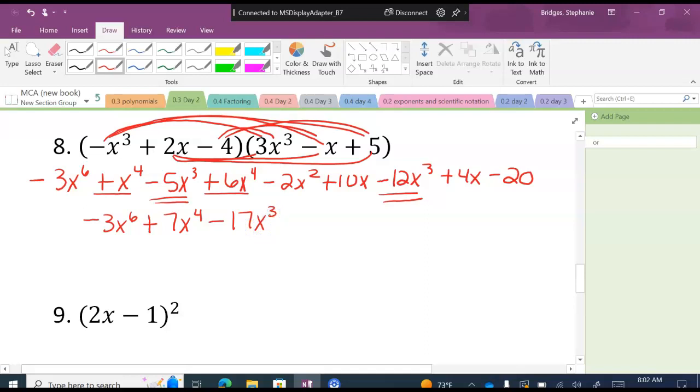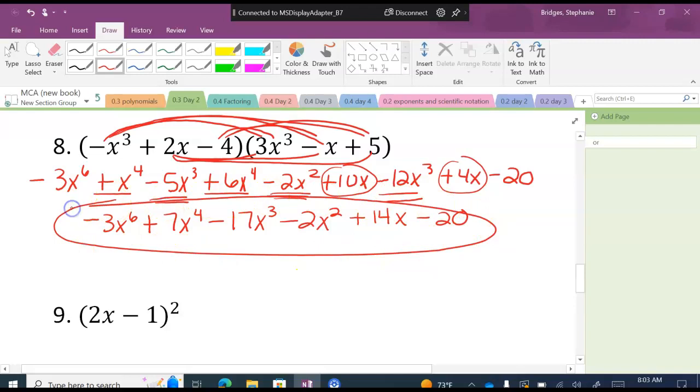Then I've got, let's see, just one of those x squared, so I'm going to bring that down. I have a positive 10x and a positive 4x, which gives me positive 14x, and then that 20 is all by itself again, so we just bring that down. It is in standard form. All of my terms have been combined, so I get a negative 3x to the 6th plus 7x to the 4th, excuse me, minus 17x to the 3rd minus 2x squared plus 14x minus 20. Everybody okay with that? Okay.